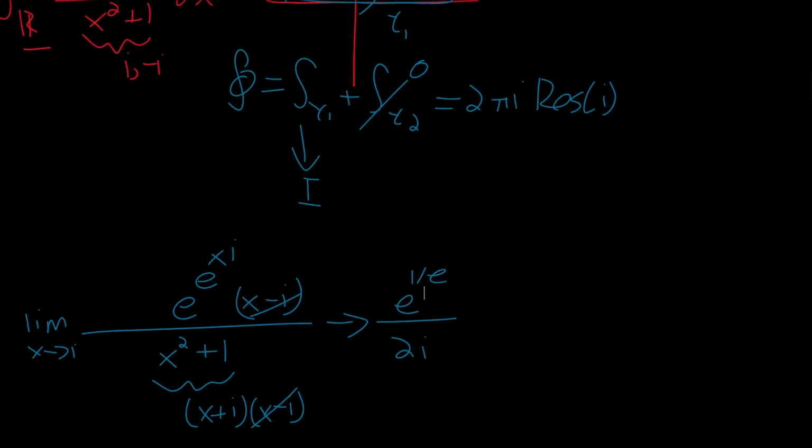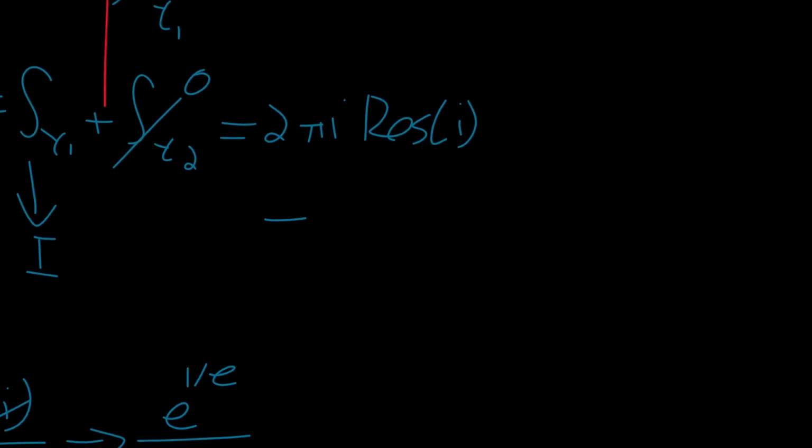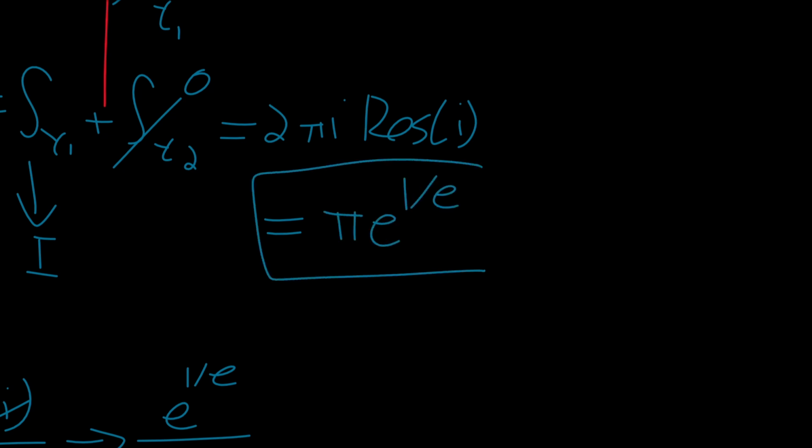So, since this is our residue, we just have to multiply by 2 pi i, and the 2 i's cancel, meaning we're just left with pi e to the negative 1, or pi over e. And that right there is our answer.